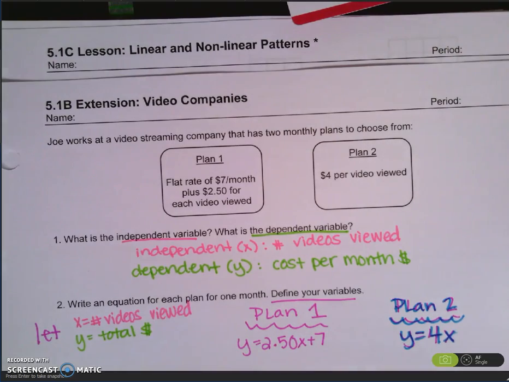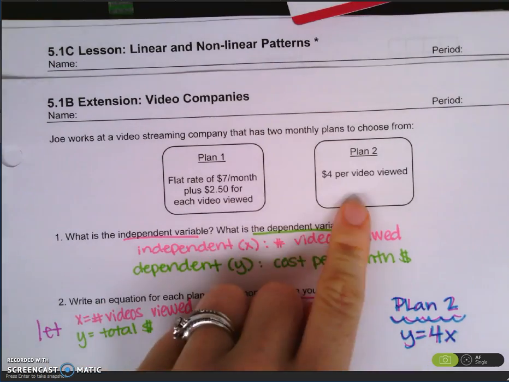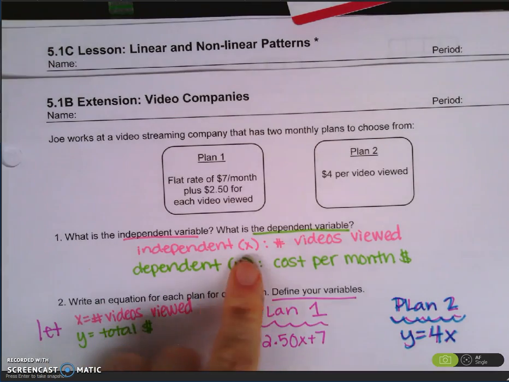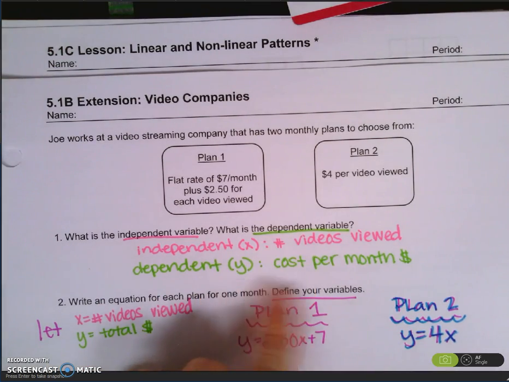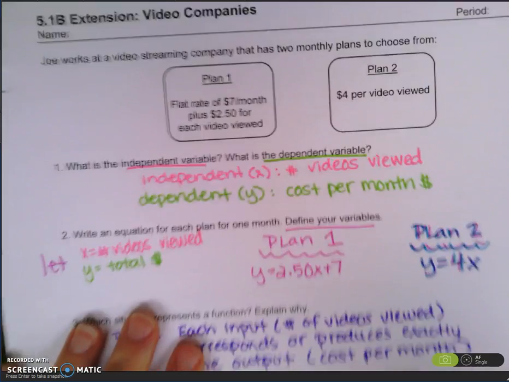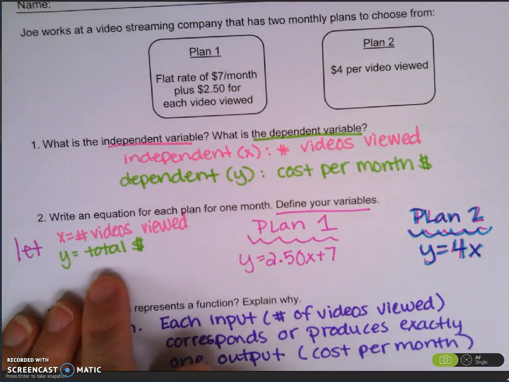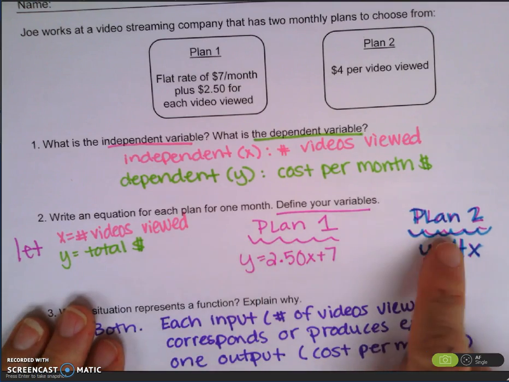Okay, let's see how we all did. 5.1b extension, video companies, Plan 1 and Plan 2. Independent X is number of videos viewed and dependent Y is the total cost per month in US dollars. So we had to define our variables. We had X as number of videos viewed and Y is total money, for Plan 1 and Plan 2.